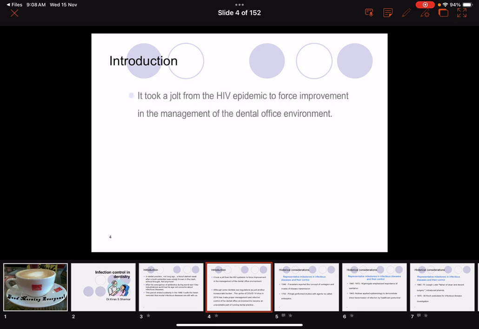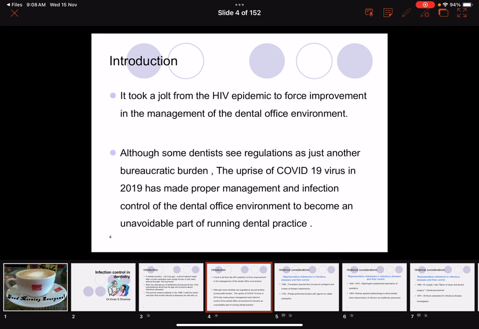Of course, it took a jolt from the HIV epidemic to force improvement in the management of the dental office environment. Although some saw dentistry regulations as just another bureaucratic burden, the rise of the COVID-19 virus in 2019 has made proper management and infection control of the dental office environment an unavoidable part of running a dental practice.